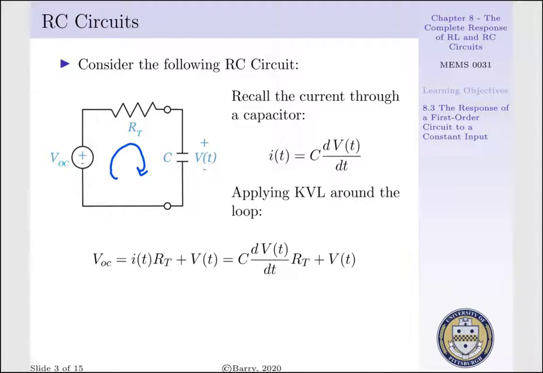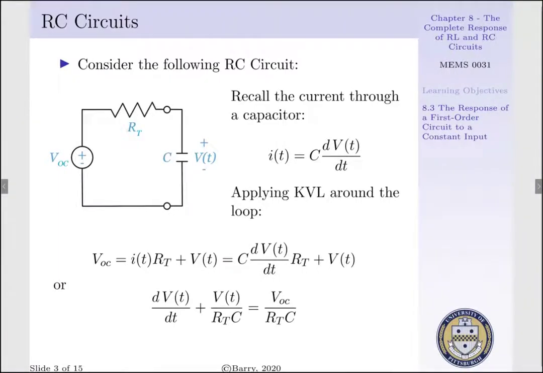Recalling that our current running through our resistor and capacitor is expressed as our capacitance times the time rate of change of our voltage, we can say V_OC is equal to our capacitance times the time rate of change of voltage times our resistance plus the voltage potential existing across our capacitor. Or if we express this in terms of our highest derivative, dv of t dt plus v of t per R_T C is equal to V_OC per R_T C.